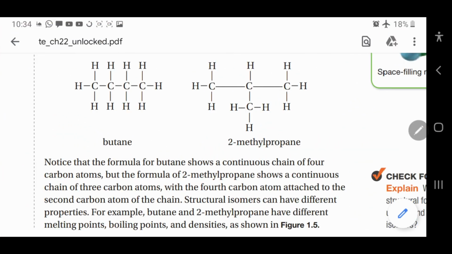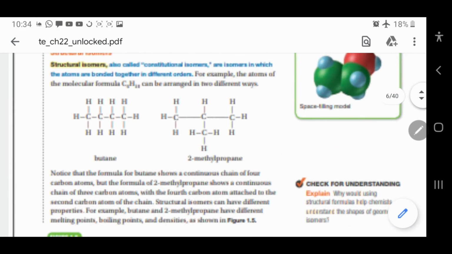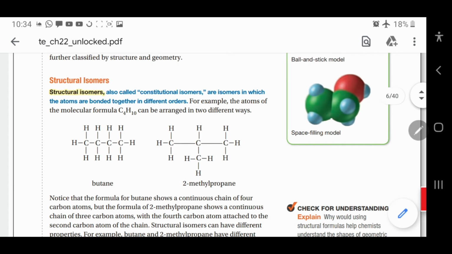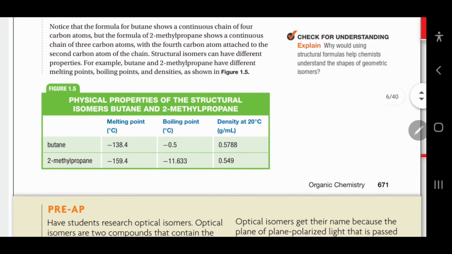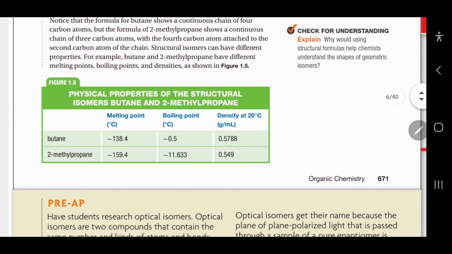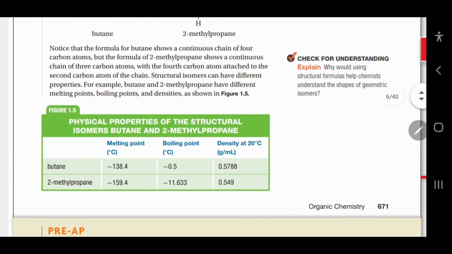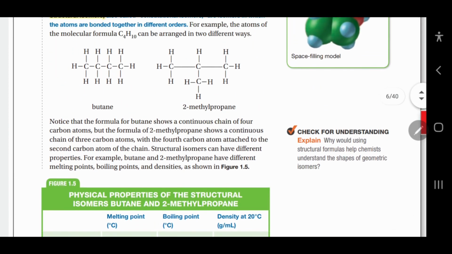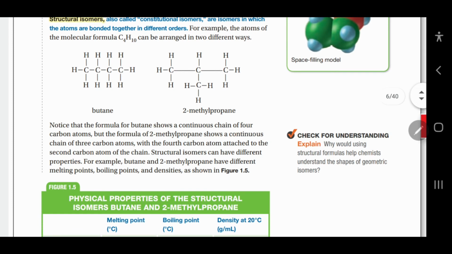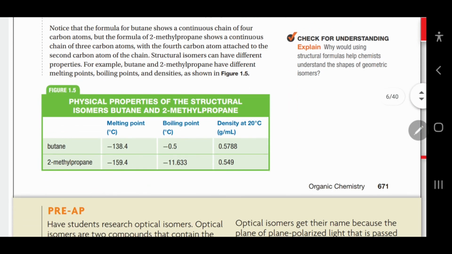The first type of isomers, as we said, is called structural isomers or constitutional isomers. As you can see here, these two isomers have totally different physical and chemical properties because they are totally different compounds. The first one is called butane, and this one is 2-methylpropane. So it is totally different, with a different melting and boiling point and also a different density.